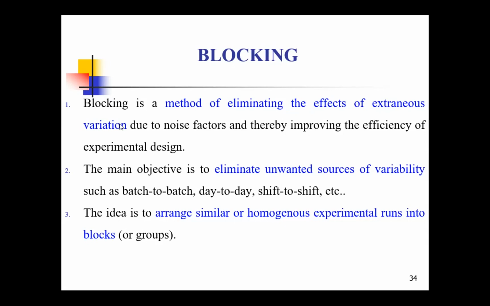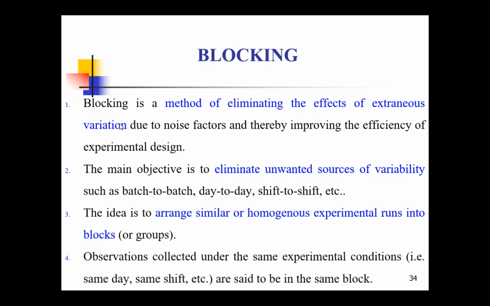So the idea is to arrange similar experimental runs into blocks. So by blocking, I am going to remove the variation that comes from the experiment. Observations collected under the same experimental conditions are said to be in the same block. So with similar experimental conditions, I am going to put them in a block. So when doing experiments with blocking, perform the things in the first block in a continuous manner.